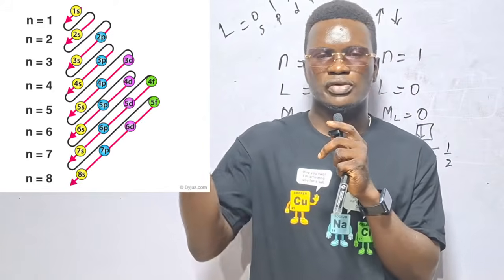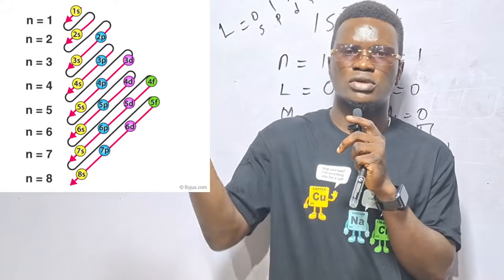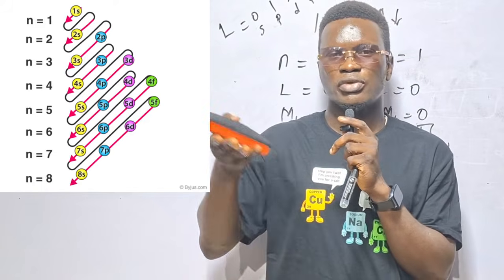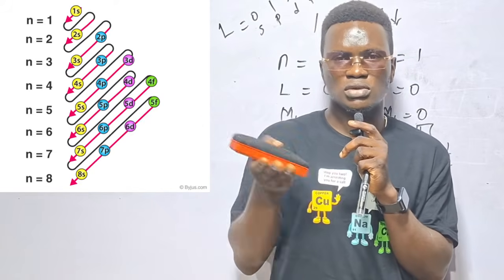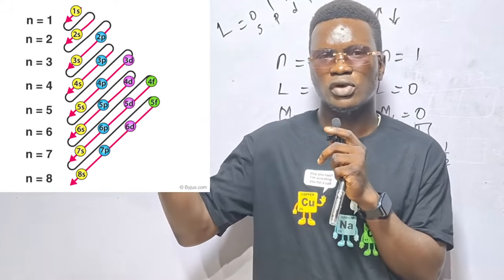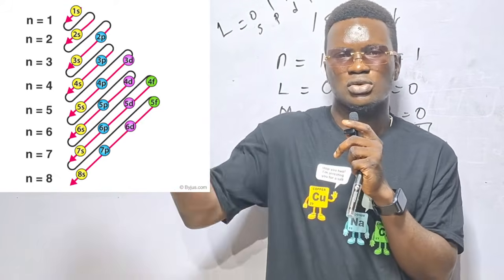So what does that mean? If you look at this configuration, the arrow shows the one you have to fill first. So you have to fill 1s before you fill 2s, before you fill 2p, before you fill 3s, before you fill 3p, before you fill 4s, before you fill 3d. So that's how you go.